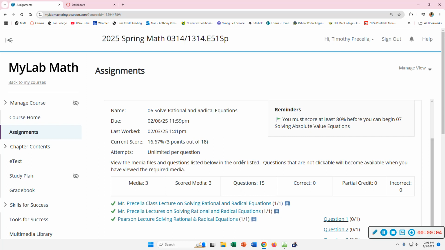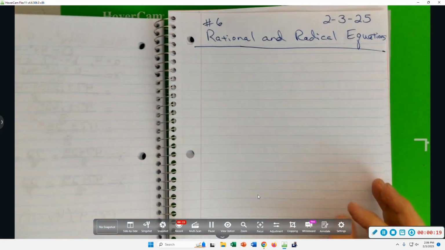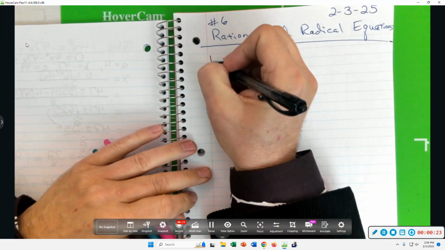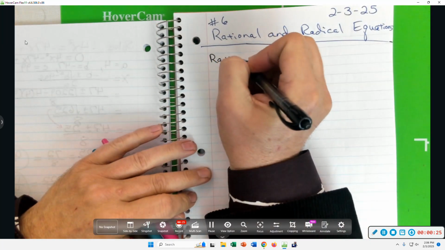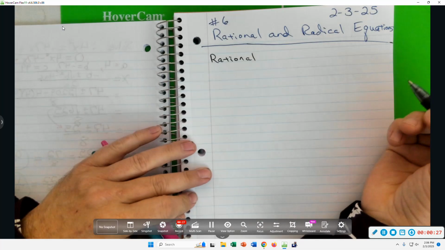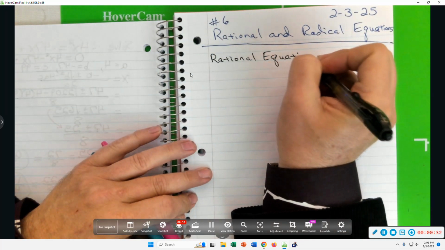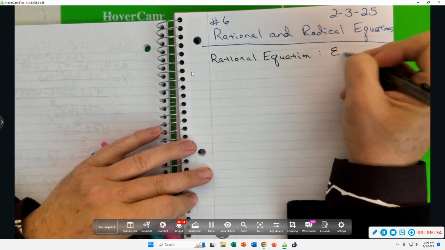Good afternoon, class. Today we're going to be solving rational and radical equations. We know that a rational number is a number that can be written as a fraction. So, with that in mind, a rational equation is an equation that contains fractions. Rational means fractions. A rational equation is an equation with fractions.